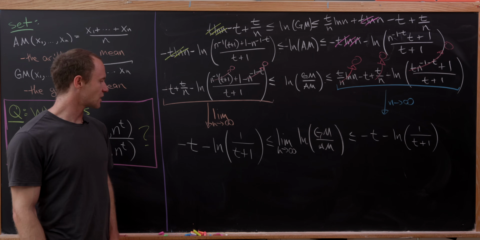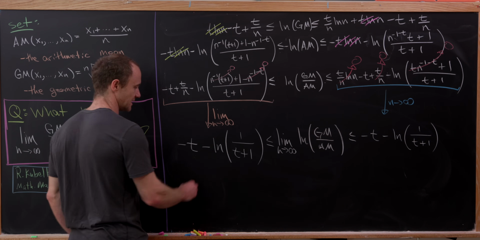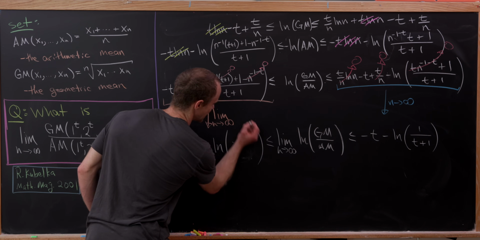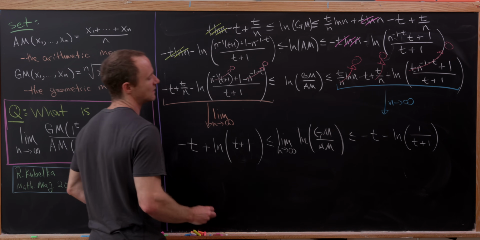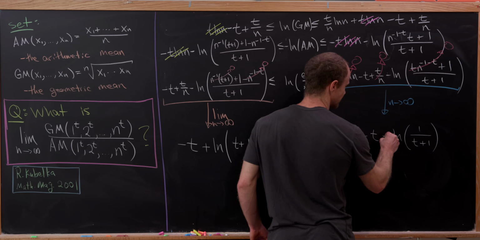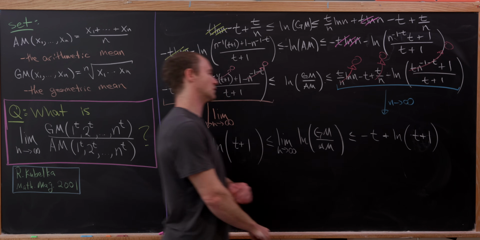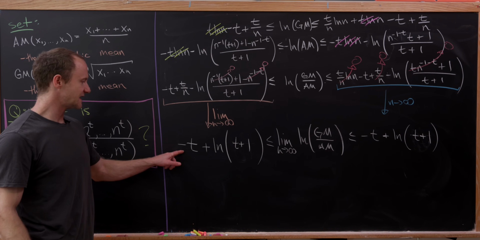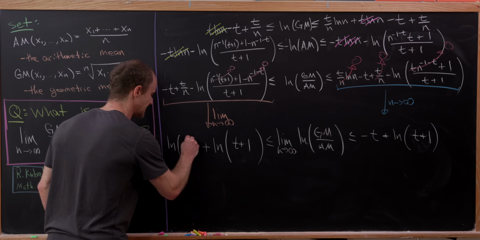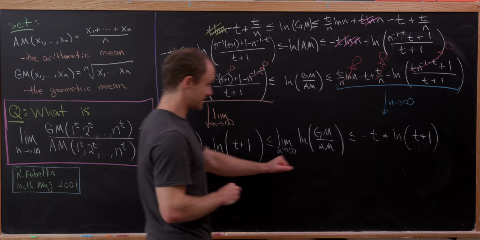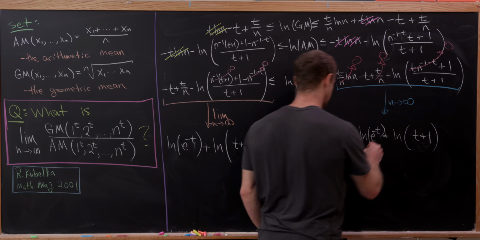But now we're ready to start putting this together. So notice that I can take this minus sign here, turn it into a plus if I take this 1 over t plus 1 and turn it into a t plus 1. Furthermore, I can do the same thing over here. So minus to a plus, and then this turns into t plus 1. And then I can take this minus t and write it as the natural log of e to the minus t. Then I can do the same thing over here. So this is also the natural log of e to the minus t.